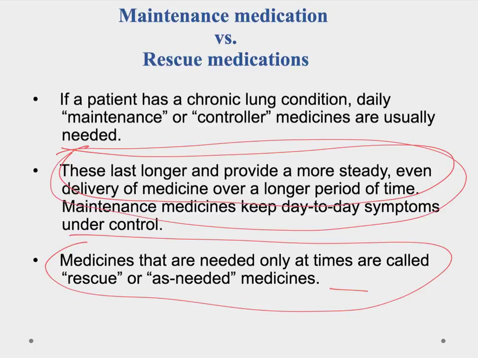So the idea behind the rescue inhaler is that it should not be used very often. If they notice that they're using it a lot, that should be an indicator that maybe something needs to be changed in their maintenance inhalers. And we'll talk about this a little bit more in class, but it's a good idea to have an understanding of the difference between a maintenance medication and the rescue inhaler for a patient with COPD. And this goes for asthma as well.